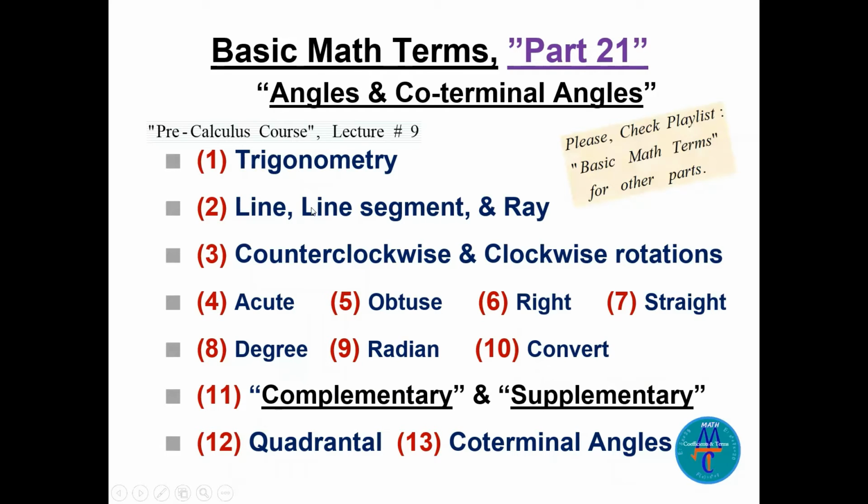Trigonometry. What is trigonometry? Line, segment, and ray, the difference between them. Counterclockwise and clockwise rotations. Acute, obtuse, right, straight, all these are angles. Degree, radian, convert, complementary, and supplementary, quadrantal, and one of the most important here is coterminal angles.